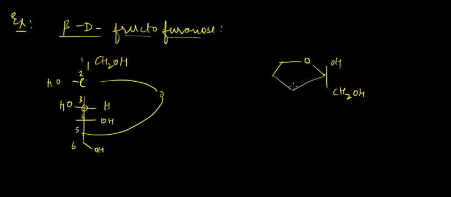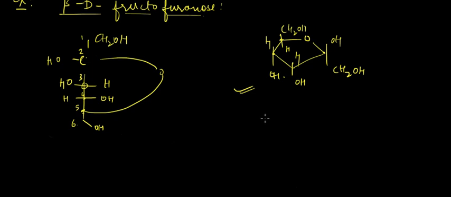Then on the fourth carbon atom we'll have H above the plane, again OH below the plane. The fourth carbon atom is done. The fifth carbon atom is directly attached to O on one side, and then we have CH2OH on one side and H on the other. So this is the Haworth projection of beta D fructofuranose.